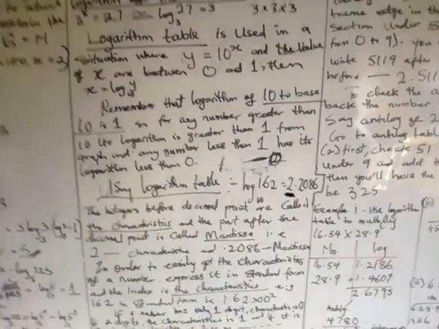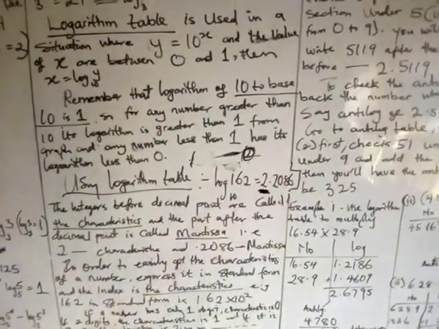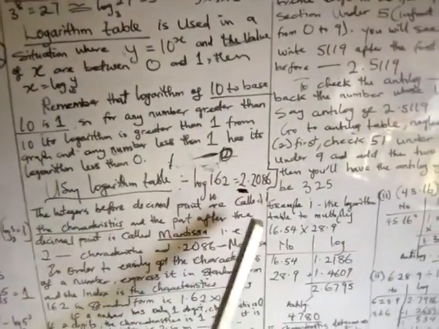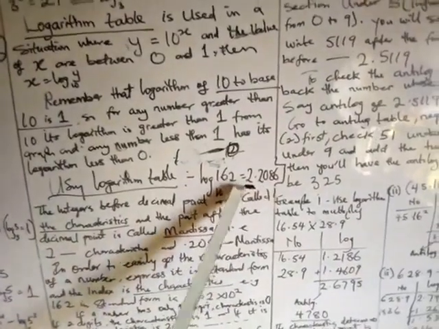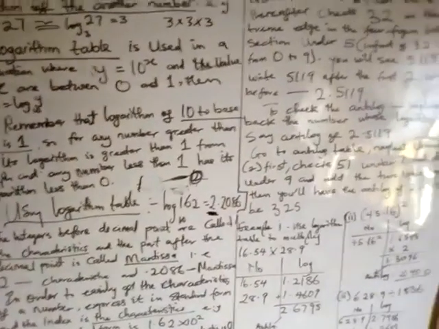After writing out your characteristic, you now want to check for your mantissa. Don't forget, the first part is the characteristic, while the other part, which you will get inside your 4-figure table, is called the mantissa.